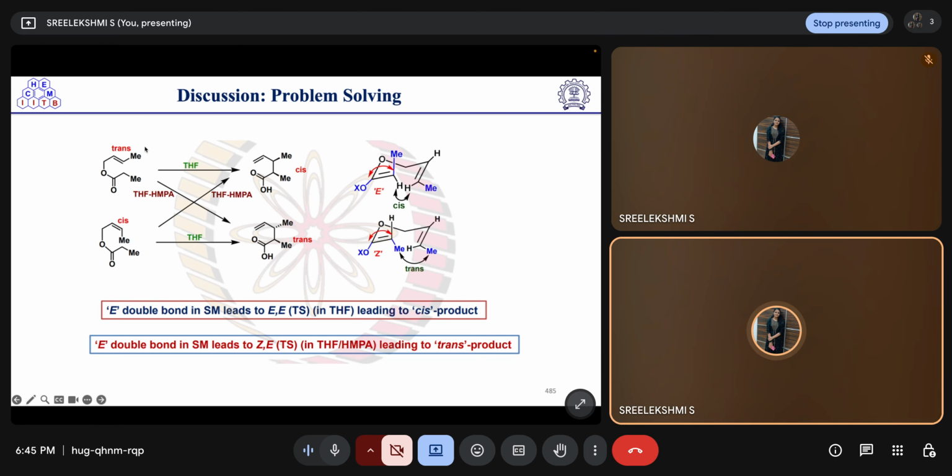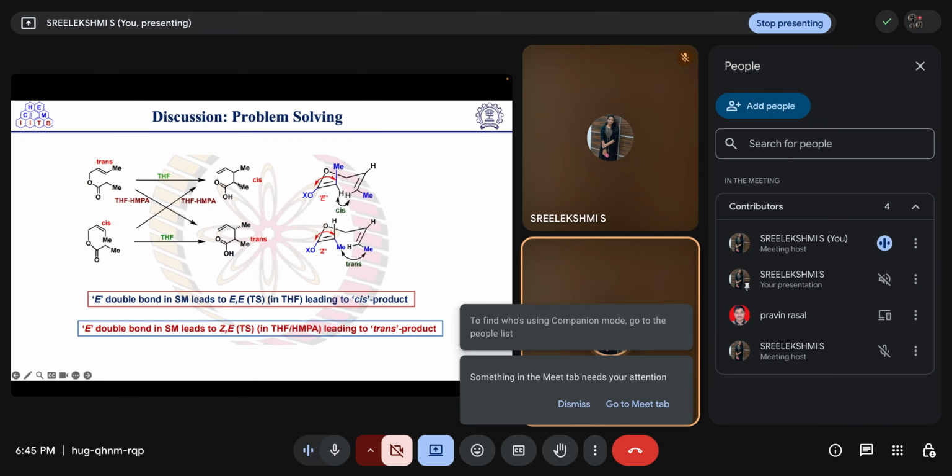So if we see this particular compound in THF, as I said, this is giving the cis product. This also in THF is giving this trans product. If we use THF HMPA on this trans compound, we are getting the trans product, and if we use it on the cis compound, we are getting the cis product.